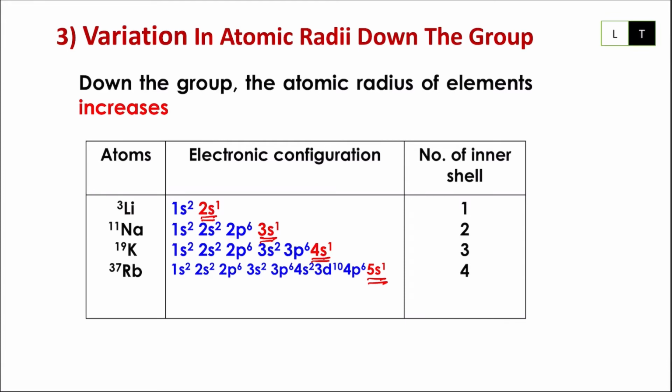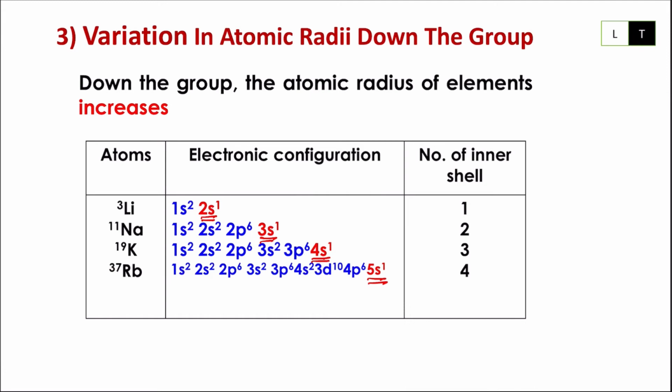For potassium, you have 3 inner shells based on n equals 1, n equals 2 and n equals 3. And the same goes for rubidium. The n value, or the number of inner shells, keeps increasing. So you can see that when the number of inner shells increases, there will be an increasing number of inner electrons. That is why the element with the most inner shell electrons will experience the largest screening effect compared to the element with fewer inner shell electrons.